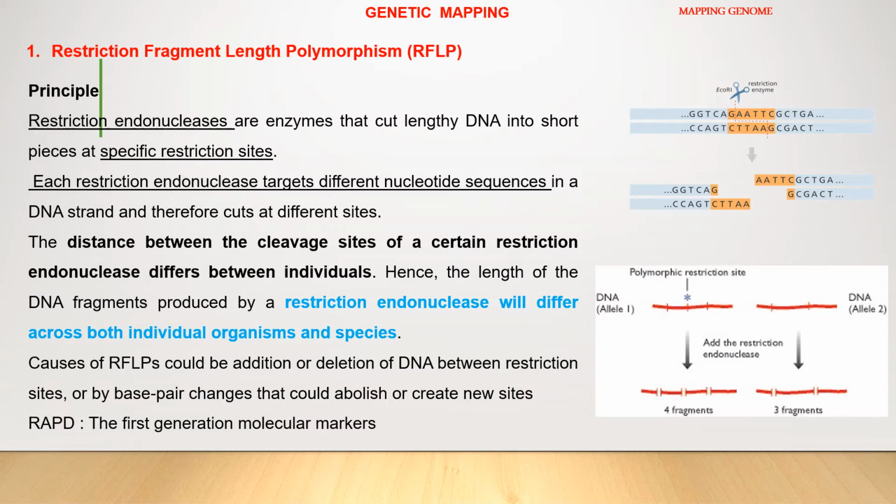analyzed. Example, in the figure on the extreme bottom, the first allele has three restriction sites for a particular restriction endonuclease. Hence, it gives four fragments of varying lengths. The second strand, allele 2, has only two sites for the restriction enzyme and hence gives only three fragments. This can be analyzed by means of a gel profile.